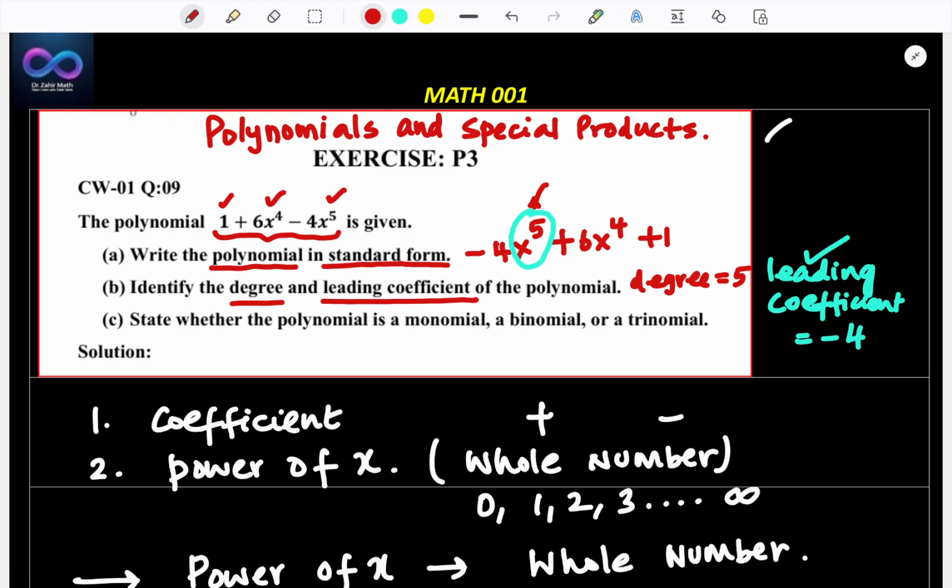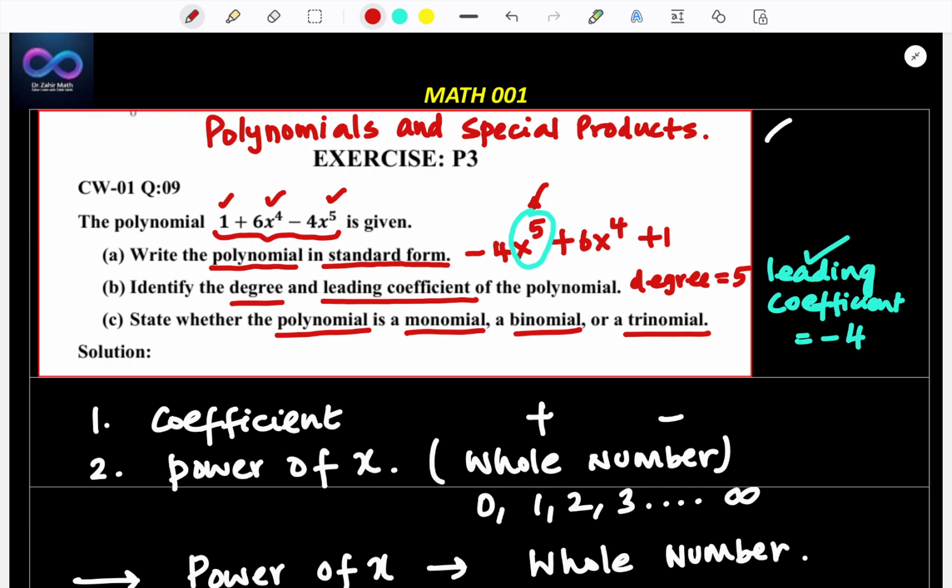The next thing is they are asking, state whether the polynomial is monomial or binomial or trinomial. So I told you monomial means what? One term. Binomial means what? Two terms. Trinomial means what? Three terms. Polynomial means what? More than 3 terms. Okay.